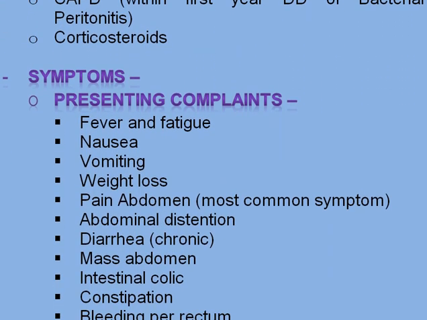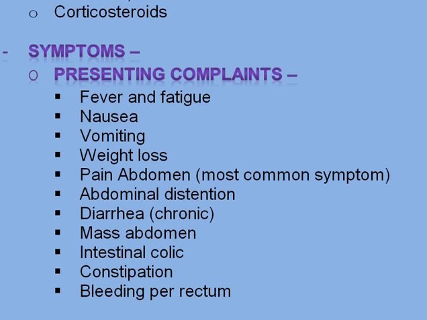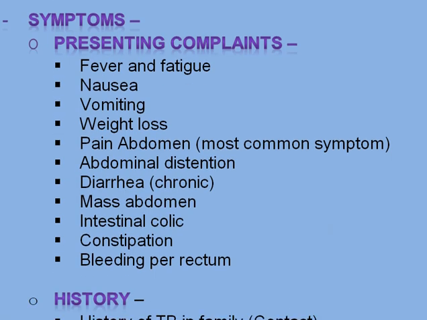So, how do they present? They can present in a variety of ways to you in the OPD with fever and fatigue, which is the most common, nausea, vomiting, weight loss. These are the common symptoms of a TB. But there can be pain abdomen, which is the most common symptom of abdominal TB, abdominal distension, chronic diarrhea. There can be mass abdomen, intestinal colic, constipation, and bleeding per rectum can occur.